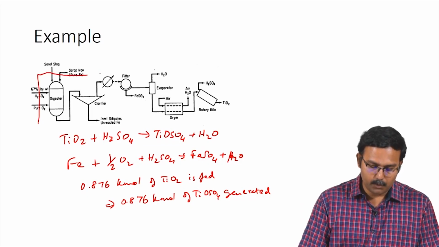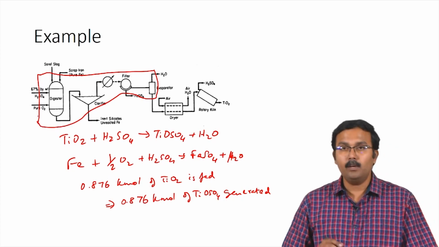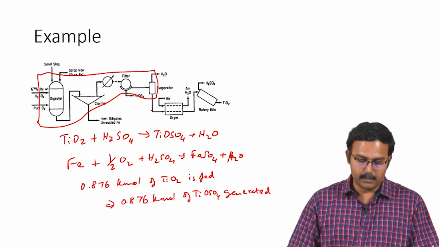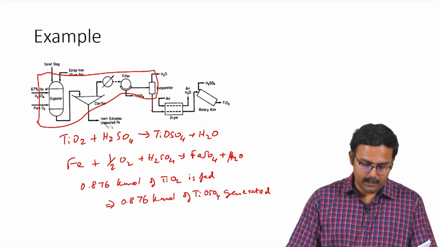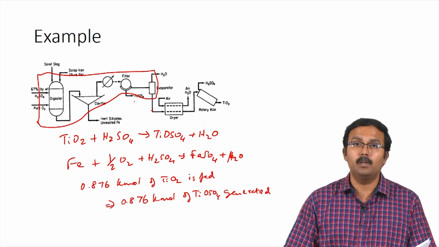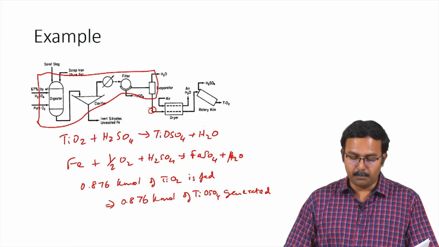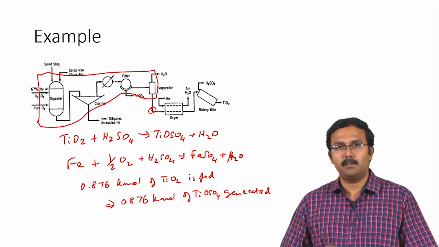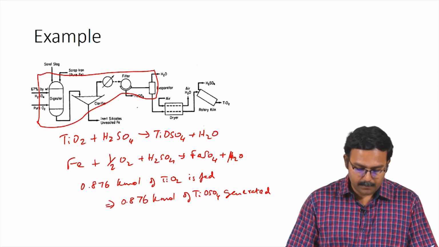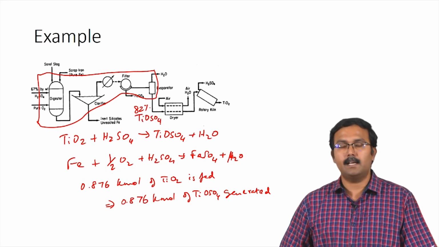Looking at the system that we have chosen, TiOSO4 leaves only through one stream. TiOSO4 does not leave through the other streams. This stream has only unreacted iron and inert silicates, this particular stream has only water, and this particular stream has only FeSO4. So, this means TiOSO4 leaves only through this particular stream, and based on the information from the problem we know that this is 82% TiOSO4 solution. So, the rest has to be water.